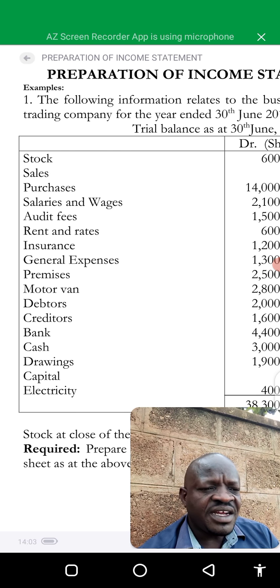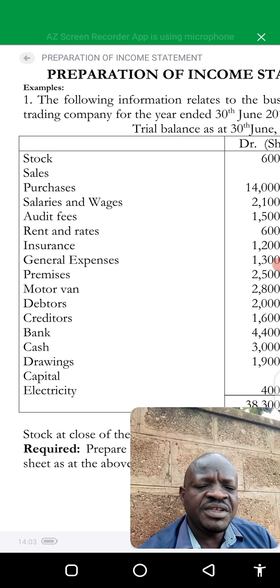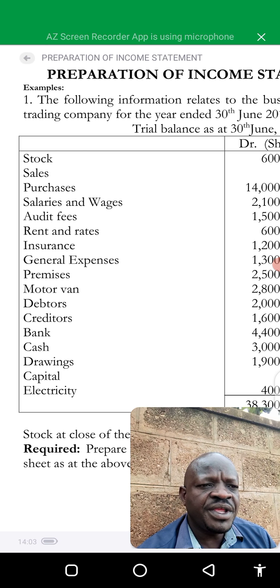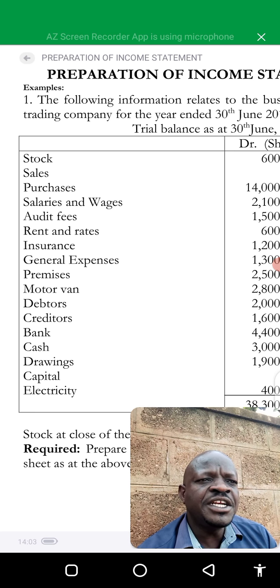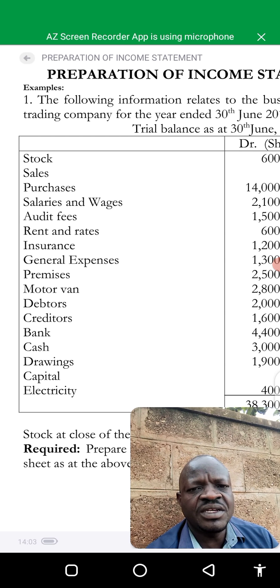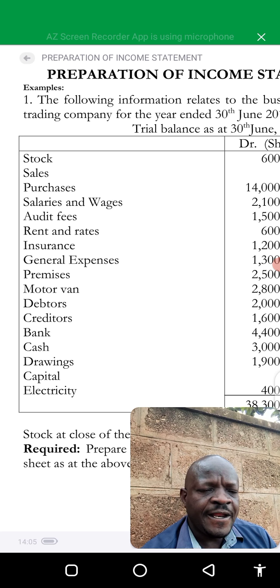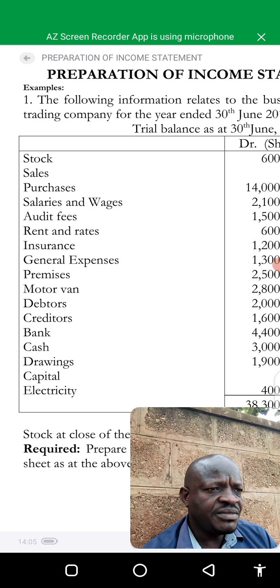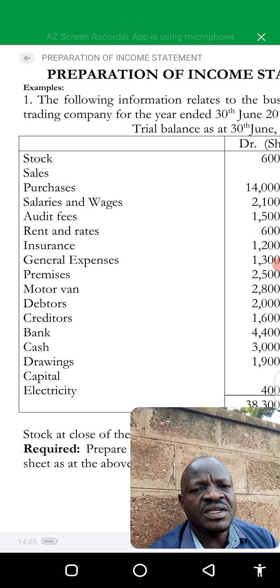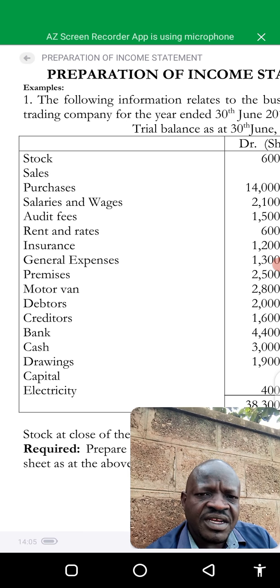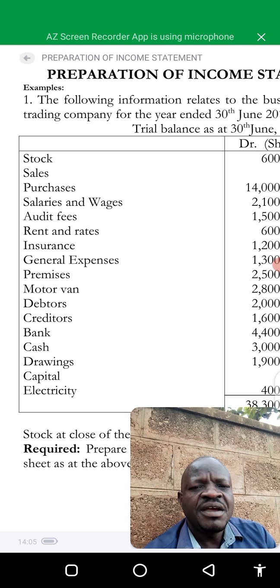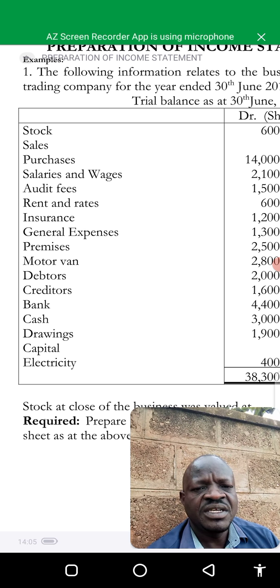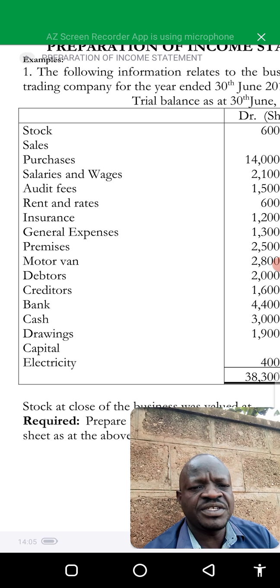Now we know very well that after the preparation of ledgers, the next step for the business is to prepare an income statement. Others will call it statement of comprehensive income. Depending on the level, at universities they can call it statement of comprehensive income. At secondary or even at the universities, there is no problem; it can also be called income statement. So what is an income statement? It is a statement prepared by businesses to know how much income in terms of profit that they have made.